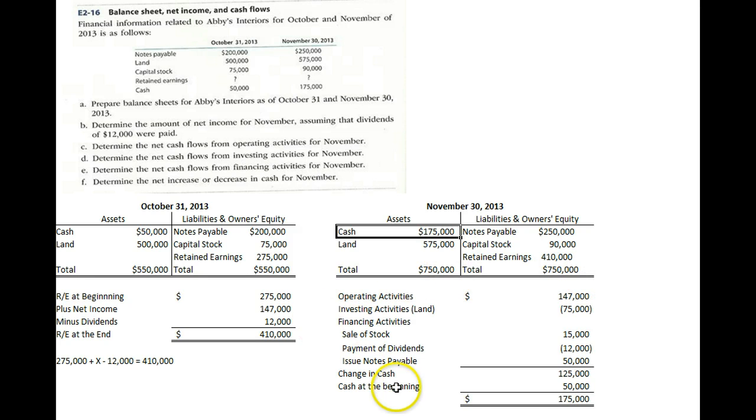So when you're trying to complete a statement of cash flows, you know that you want to end up with a change of $125,000, resulting in cash at the end of $175,000. All right, you can watch this thing over and over again, assuming you can endure it over and over again, and hopefully that'll help you understand how these various financial statements relate to each other.